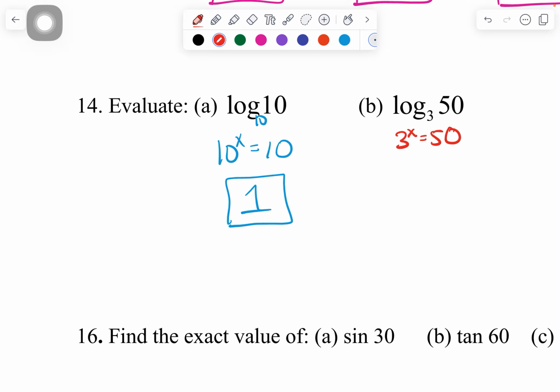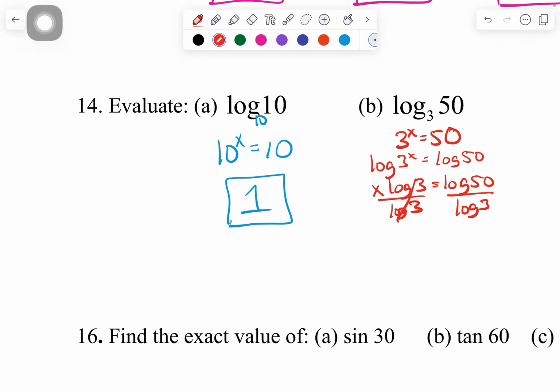So this is going to have to apply a different kind of logarithm. So we're going to do the log of 3 to the x is equal to log of 50. Fly that exponent in front. So x log 3 equals log 50. Divide both sides by log of 3. Those 3's are getting worse and worse every time. So we're going to get x is equal to the log of 50 divided by the log of 3.